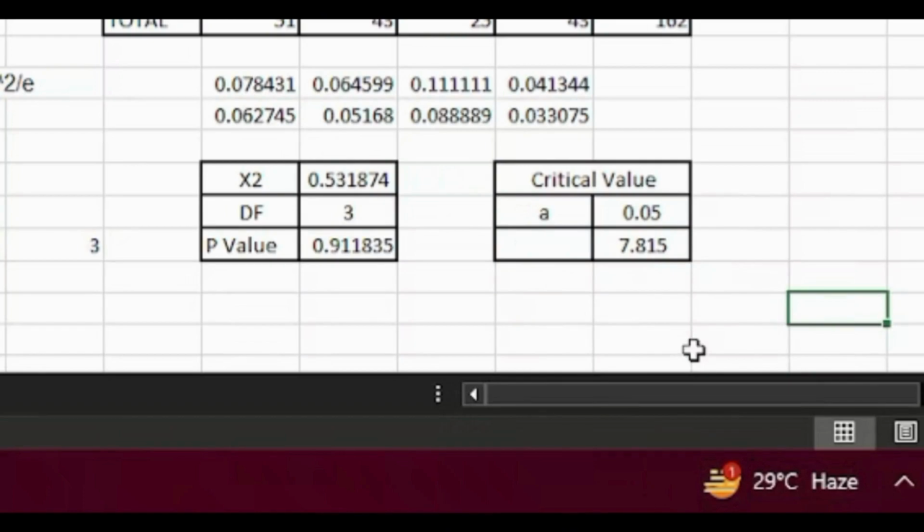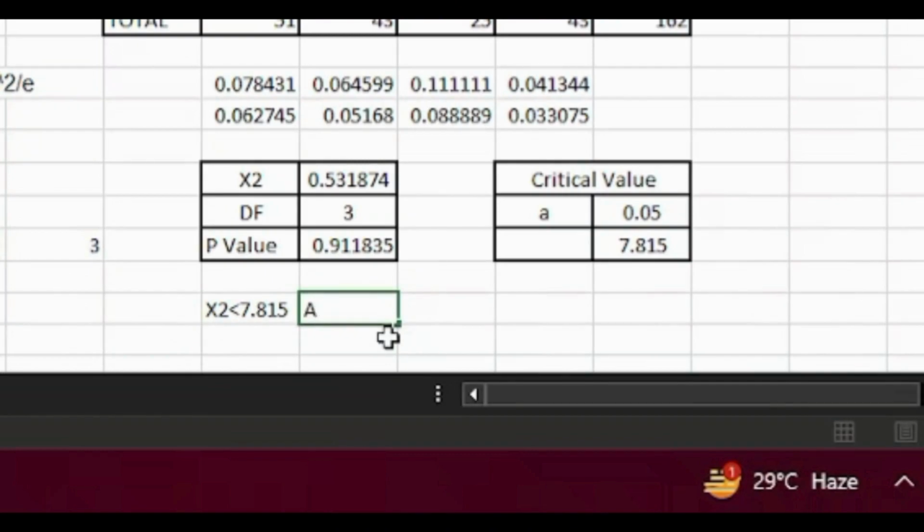How do we make a conclusion? If chi-square is less than or less extreme than the critical value, then we will not reject the hypothesis. If the chi-square is greater than or more extreme than the critical value, then reject the null hypothesis. Since our chi-square is less than the critical value, then we will not reject the null.